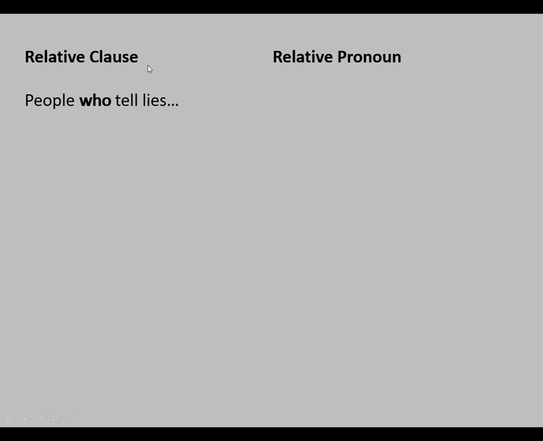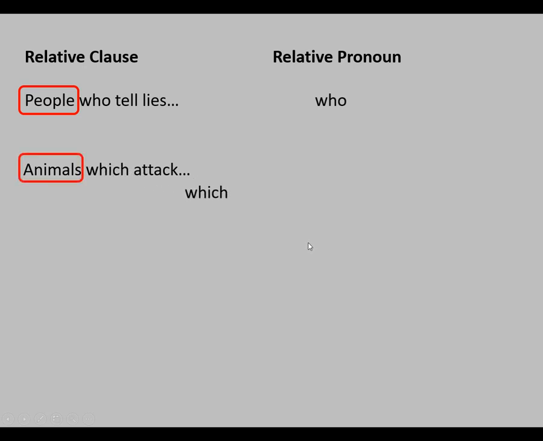Let's look at relative clauses and understand what a relative pronoun is. Look at this example again. People who tell lies. People is the subject, and it is about people, and the relative pronoun is who. The second example, animals which attack. This sentence is about animals, and we have the relative pronoun which.